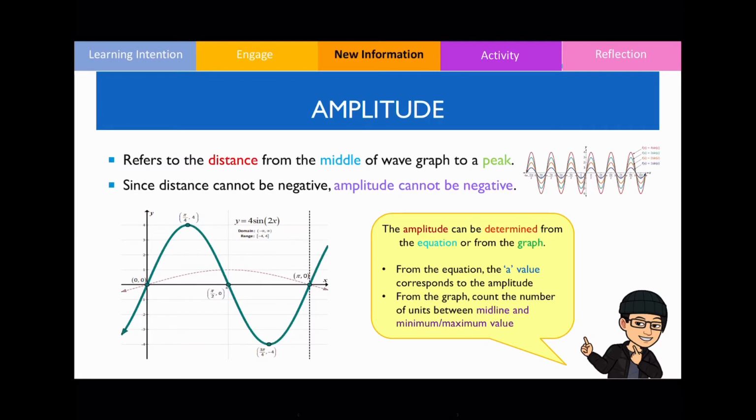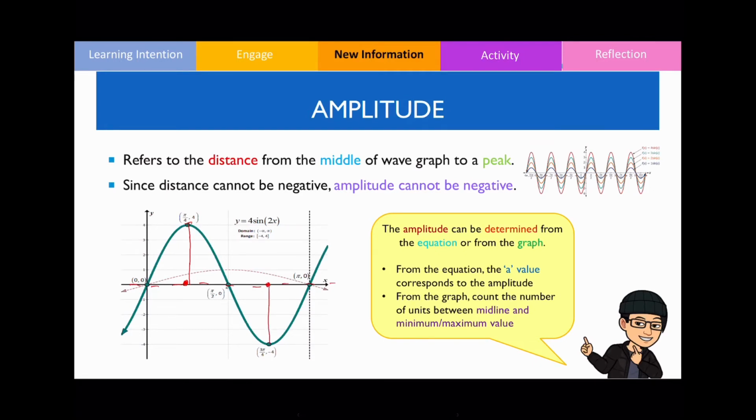And the amplitude is essentially the distance from the middle, or from the midline, of a wave graph to one of the peaks. In this case over here, the midline of the graph is at this particular point. So the midline is essentially an imaginary line that runs through the middle of the graph. All you need to do to find the actual amplitude is measure the distance from this midline to the tallest peak, or the distance from this line to the lowest peak, okay?